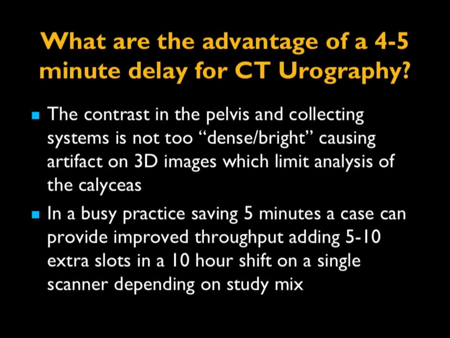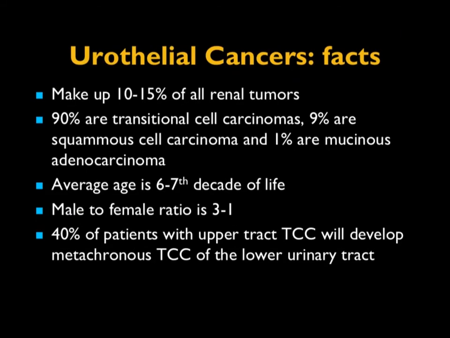I like to get a 5-minute delay because we get good opacification, but things aren't too dense. When things get too dense at 8 to 10 minutes, where people wait that long, you get beam hardening artifact off the contrast and off the calyces, and so often you can miss things, particularly things like papillary necrosis or even small tumors. Also, being practical, you gain nothing by waiting longer, and if you add up 5 to 10 minutes on every case, you can do a whole slew of additional patients. Now, urothelial tumors are important to recognize.